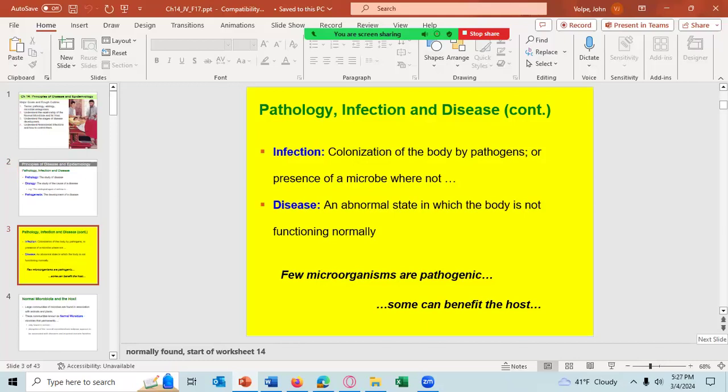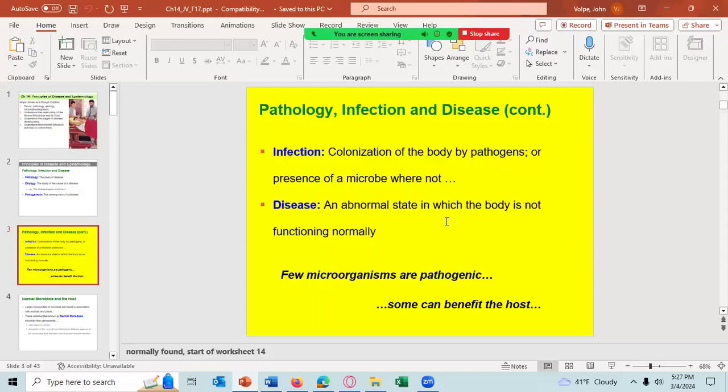Infection is the colonization of the body by a pathogen or the presence of a microbe where it is not normally found, where you can say it's not supposed to be found. Like E. coli is normally found in your gut and it doesn't cause any problems when it is in your gut. However, if it is in your ear, it can cause an ear infection. And if it's in your lungs, it can cause a lung infection that we call pneumonia. And then, of course, it can also cause a UTI if it's in your urethra. So that's what an infection is.